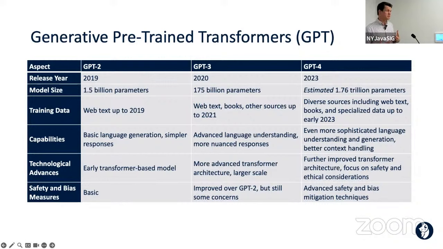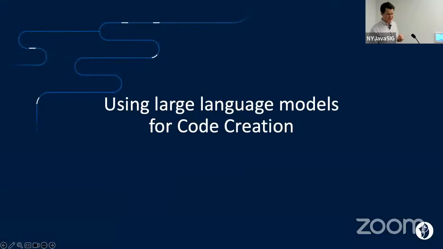Really, the problem with large language models is they can just be wrong, and they can spout really dangerous garbage that we need to stop them doing. They can make up things, they hallucinate, etc. So a lot of time and effort has been put into mitigating this bias. So let's have a look at some examples of using GPT for code creation.